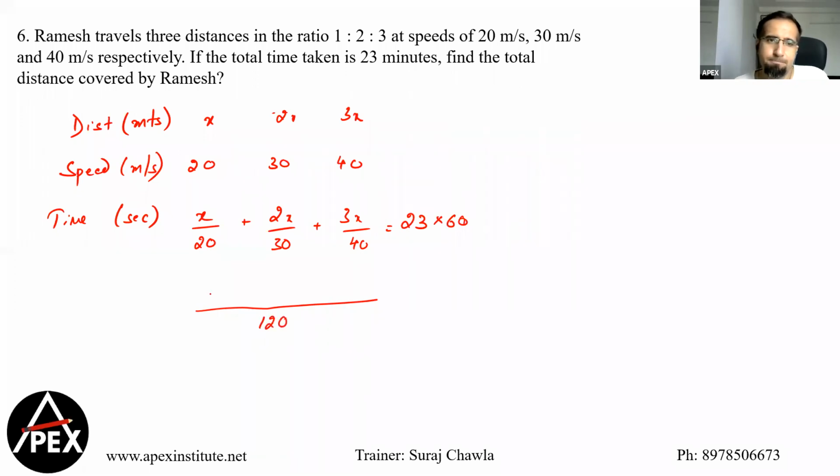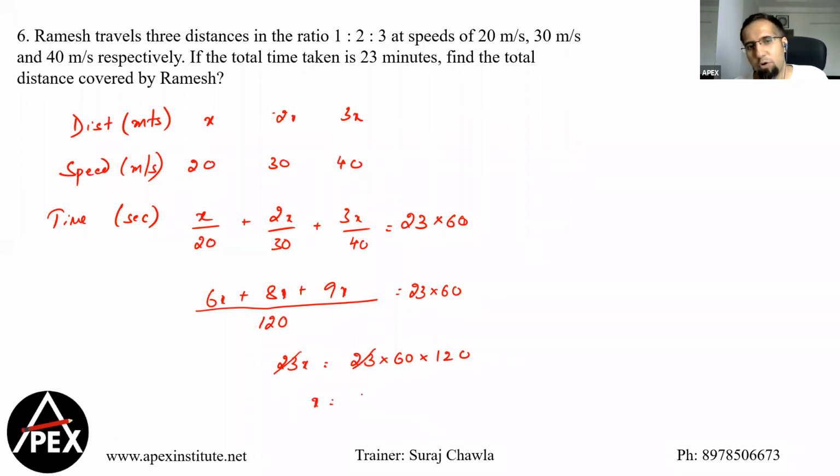I get 6x plus 4 2s are 8x plus 3 3s are 9x is equal to 23 into 60. Now 9 plus 8 is 17. 17 plus 6 is 23. So we have 23x is equal to 23 into 60 into 120. Now 23 and 23 get cancelled. So the value of x is equal to 7,200 meters. Now most of you also fall into a trap here.